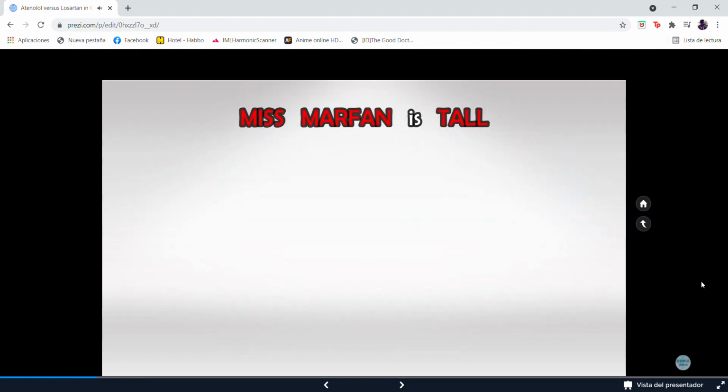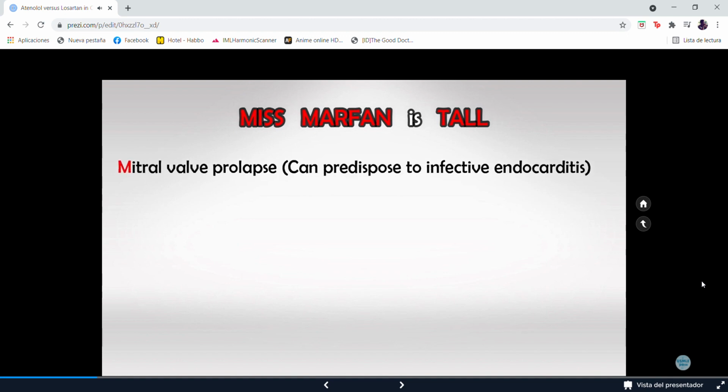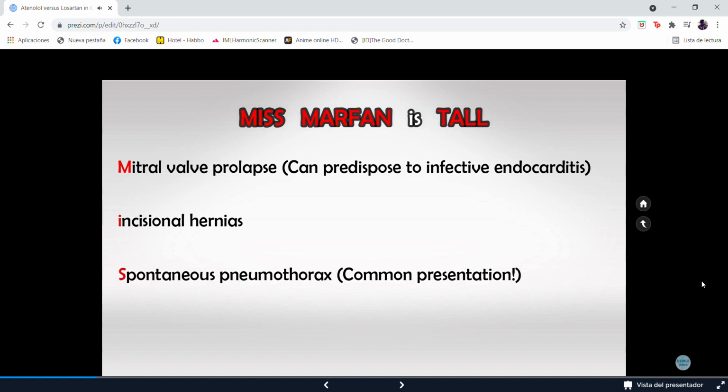To remember the key characteristics and the important features, I remember that Miss Marfan is tall. M for mitral valve prolapse, which is a common risk factor for infective endocarditis. I for incisional hernias, which are hernias in surgical sites. S for spontaneous pneumothorax. S for scoliosis and kyphosis, which usually cause back pain in Marfan patients.